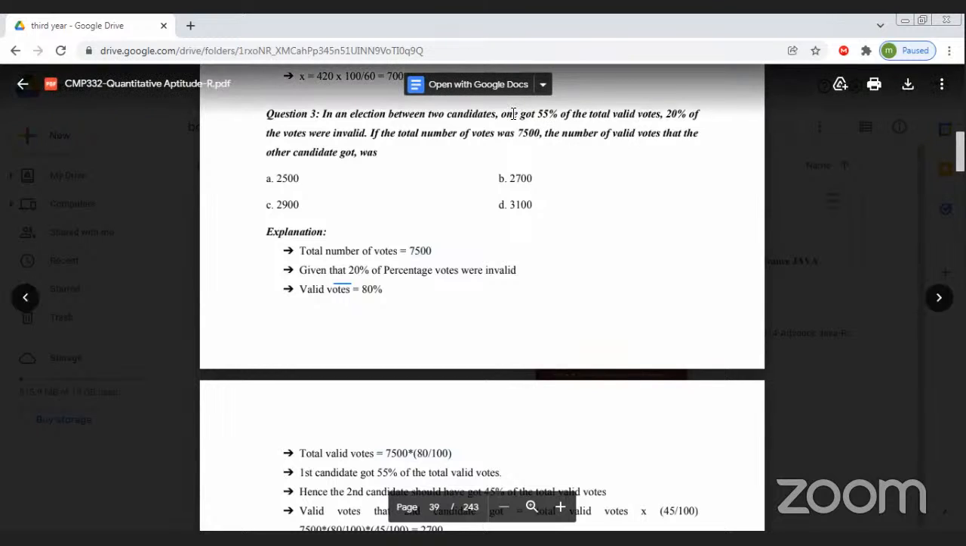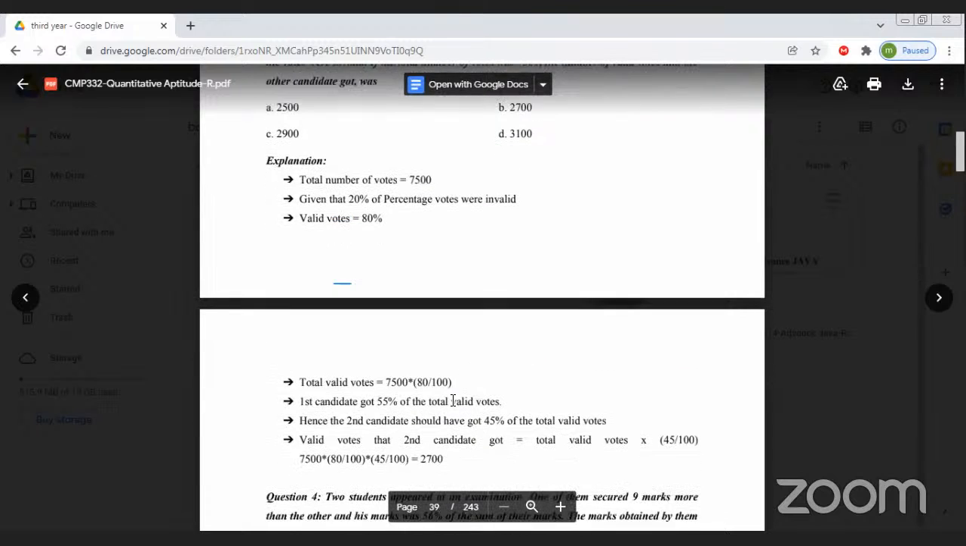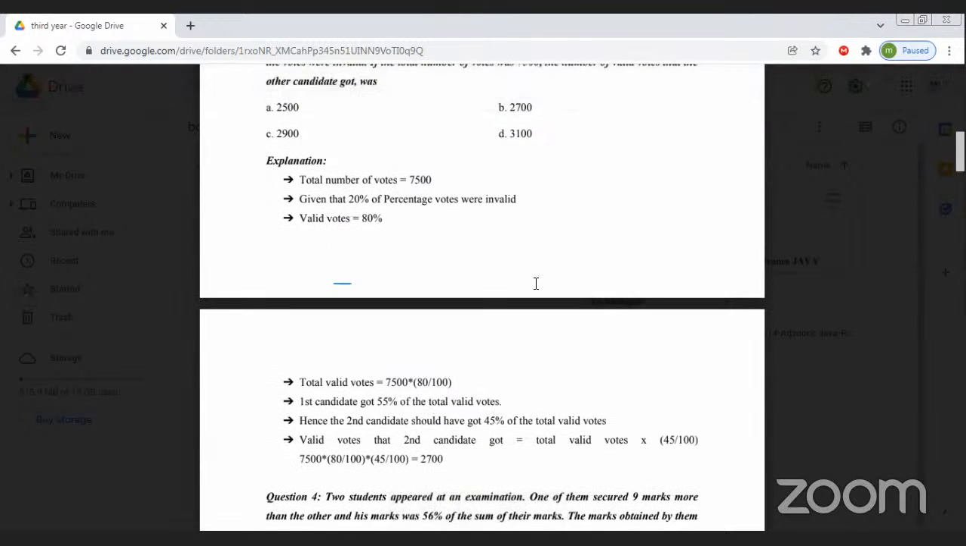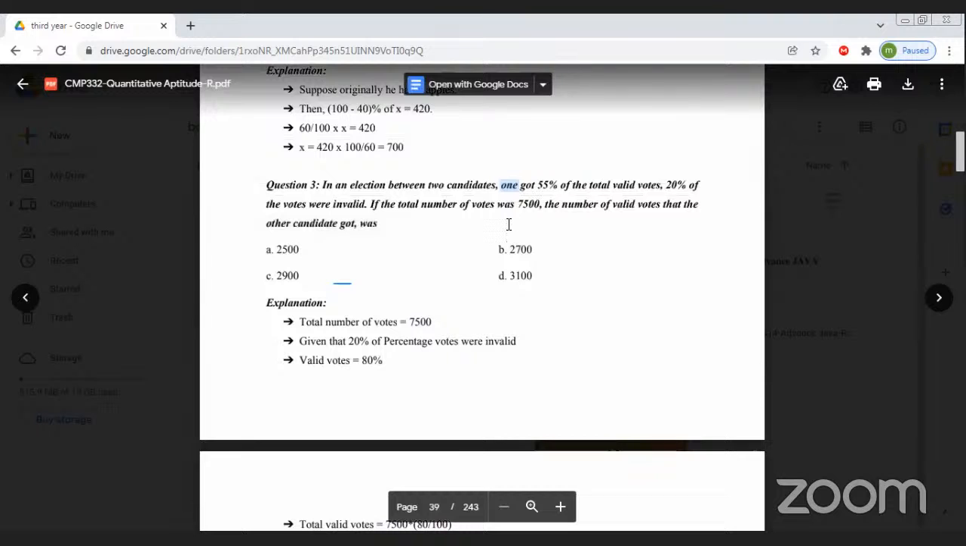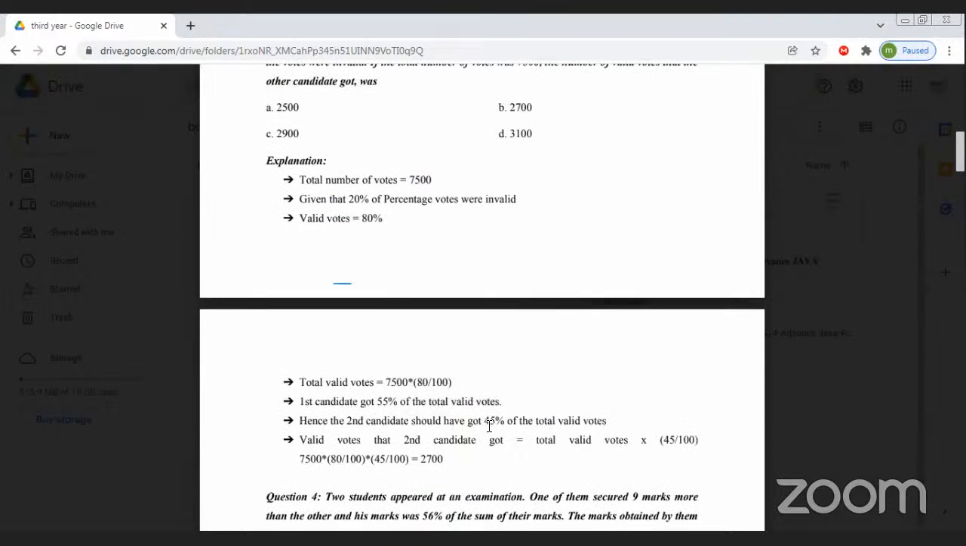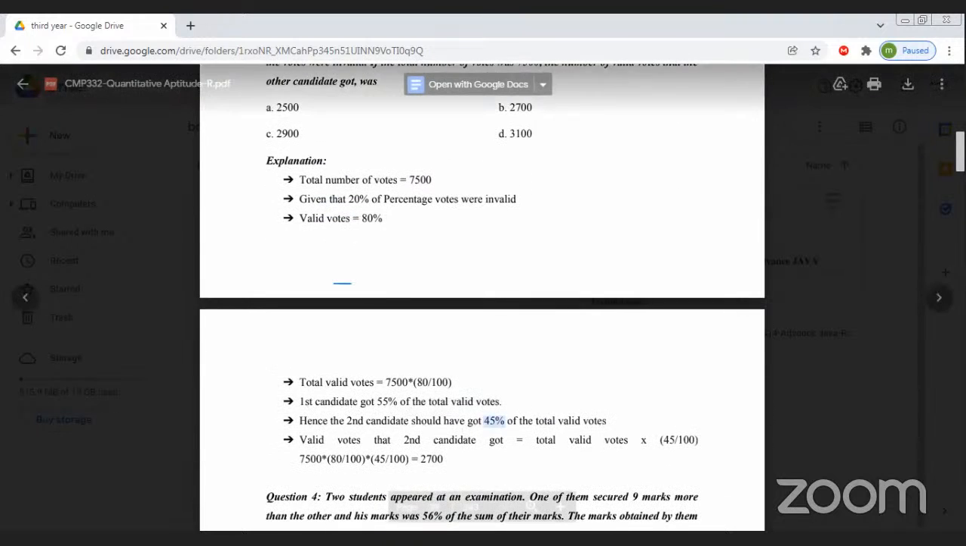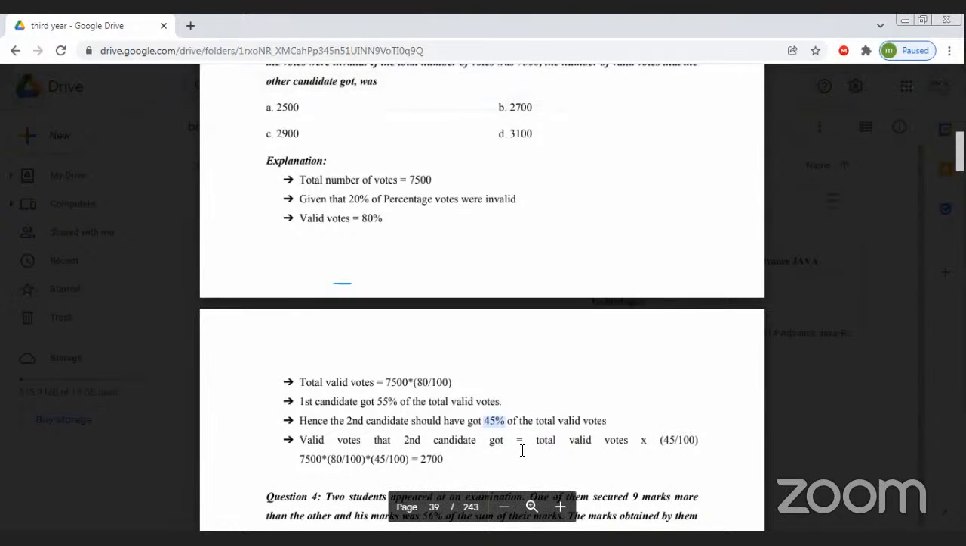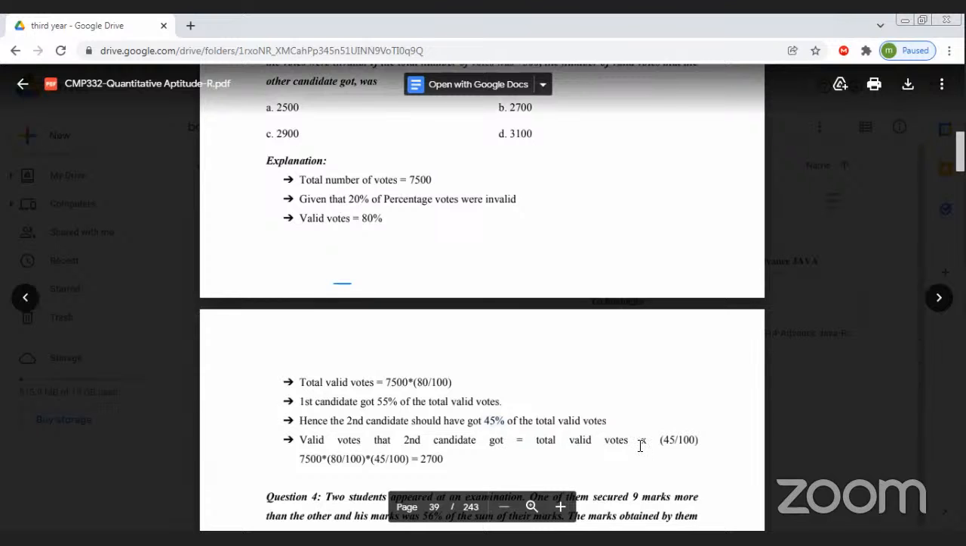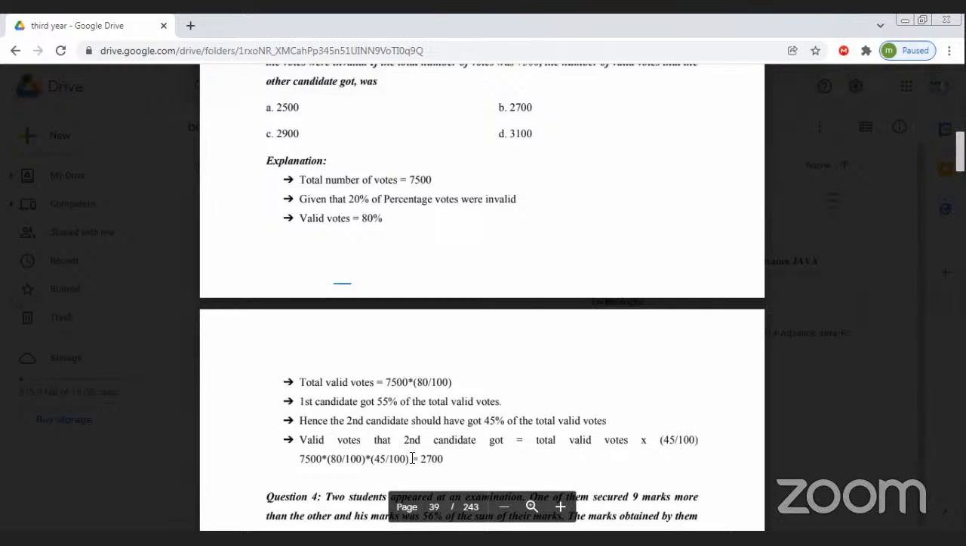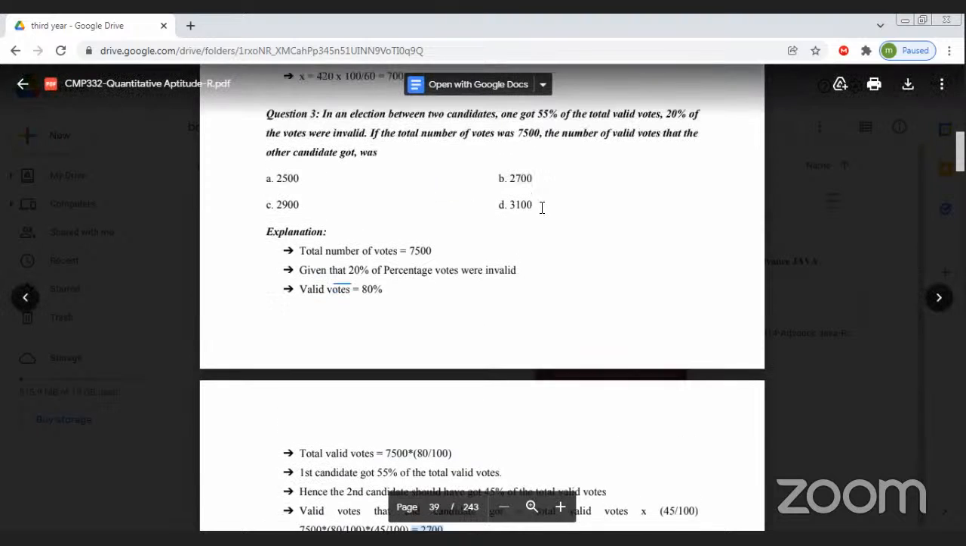And from that, what do we know? The first candidate got 55% of the total valid votes. And the second will get how many votes now? We need 100, so 100 minus 55 is 45% of it. So valid votes that the second candidate got will be total valid votes into 45 upon 100. When you solve this part, it gives me 2700. So our option is B.